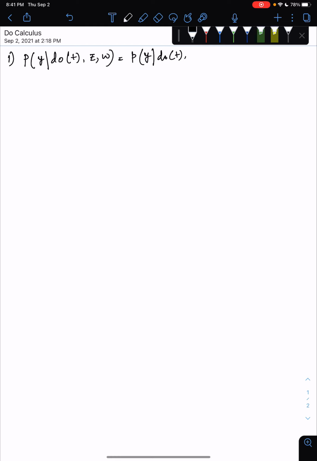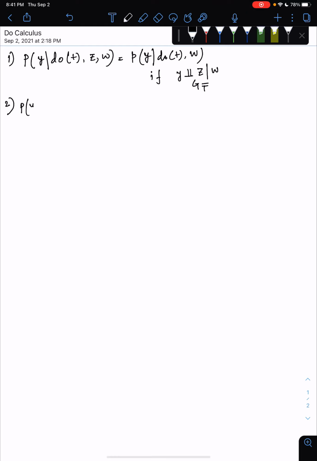We won't be having this z, we will be only having this w, in a graph where y and z are conditionally independent given w. So this is the first rule.